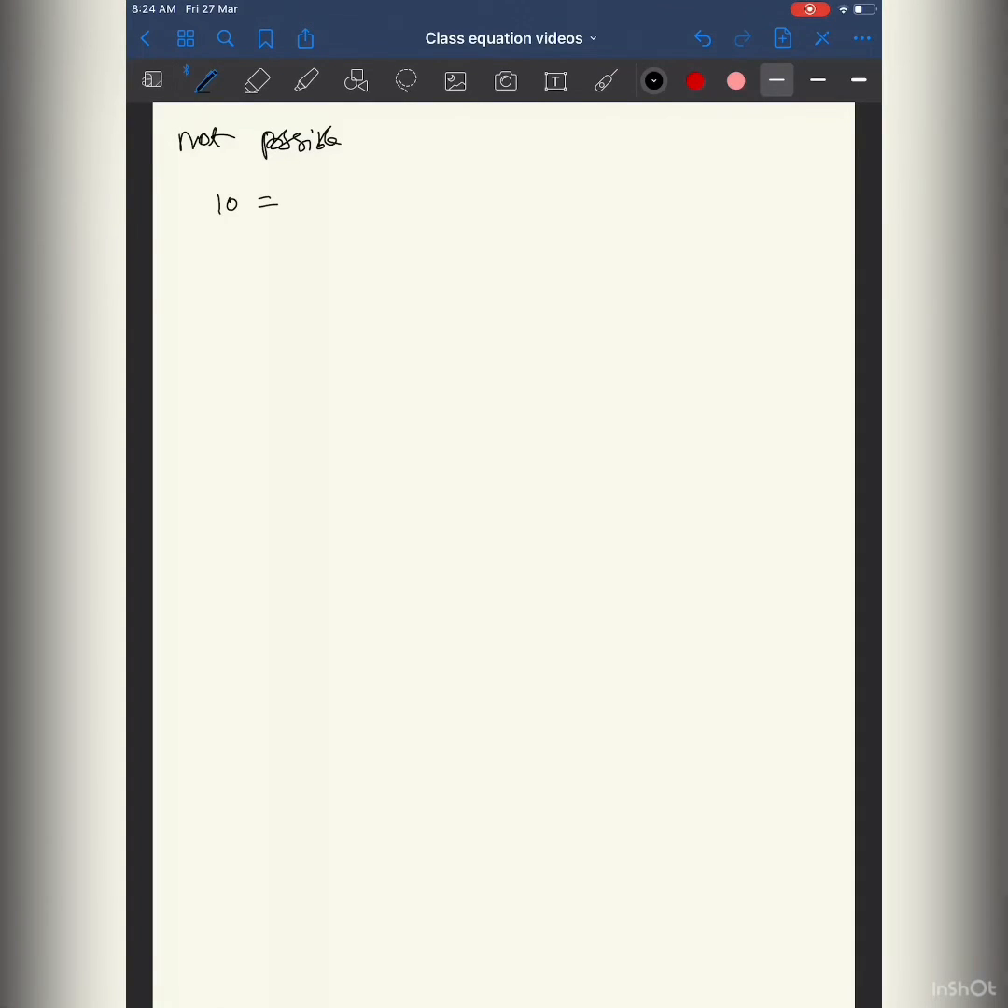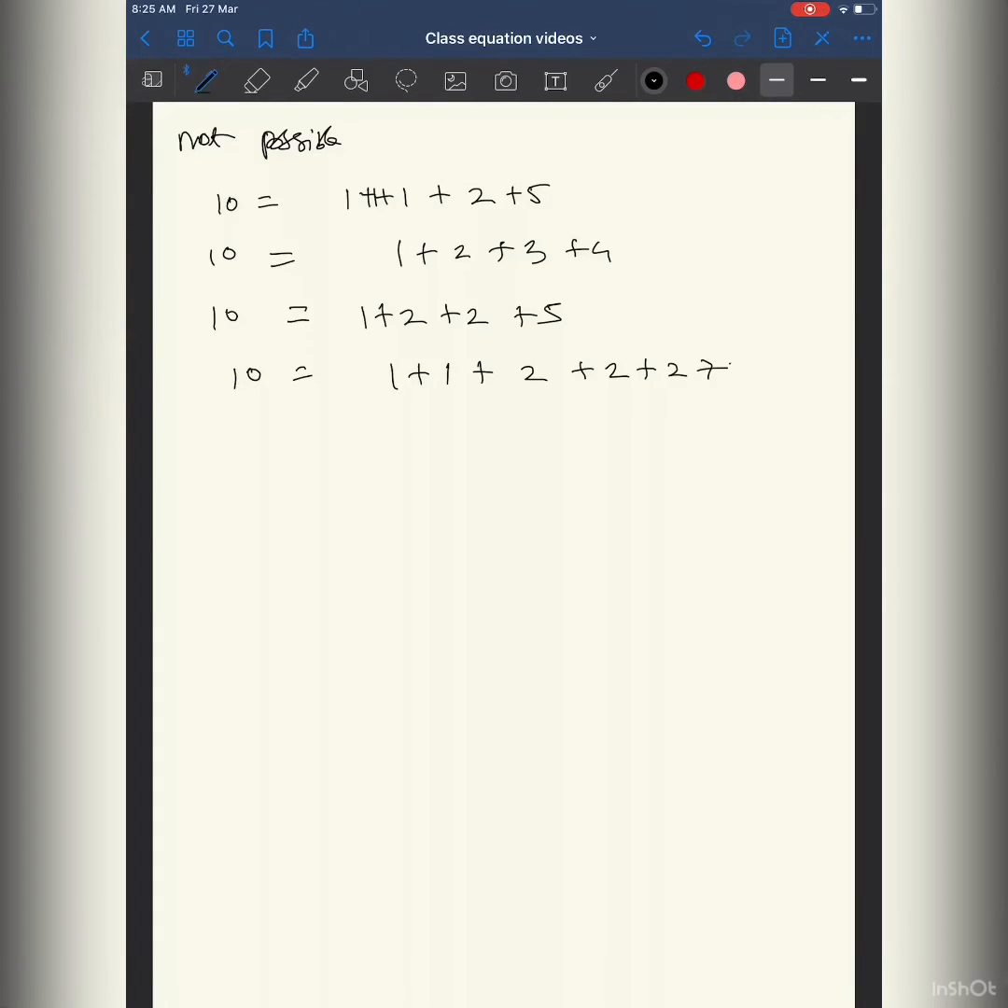I'm going to give order 10. Order 10 can be written as 1 plus 1 plus 1 plus 2 plus 5, and as 1 plus 2 plus 3 plus 4, 1 plus 2 plus 2 plus 5, and 1 plus 1 plus 2 plus 2 plus 2 plus 2. Okay, from here we will conclude one by one.